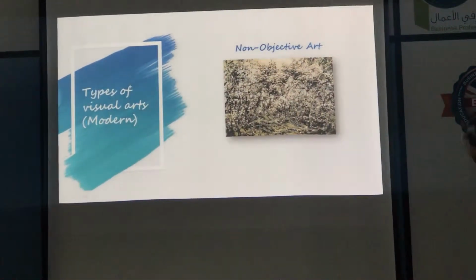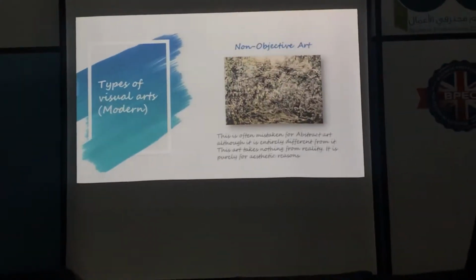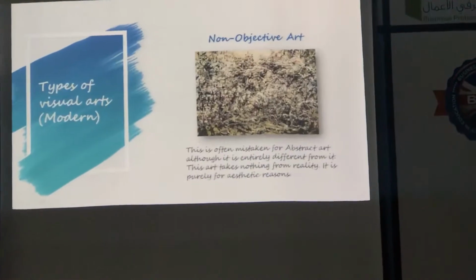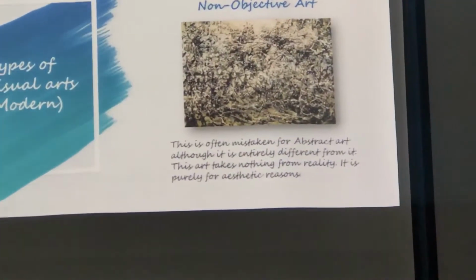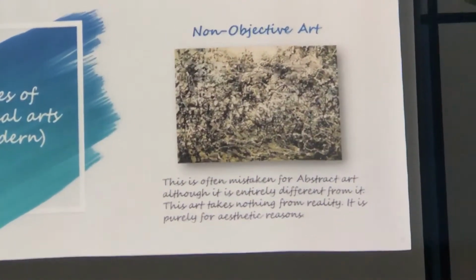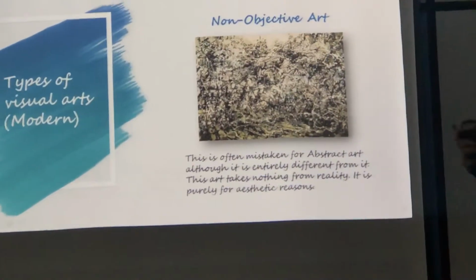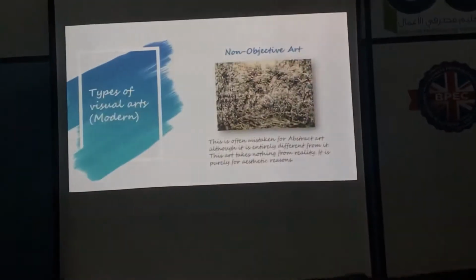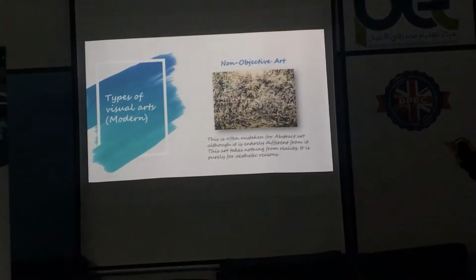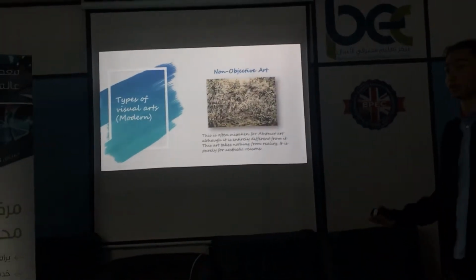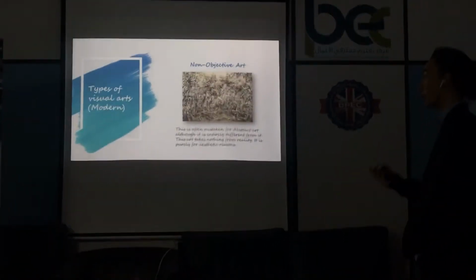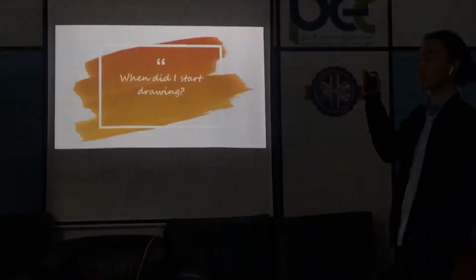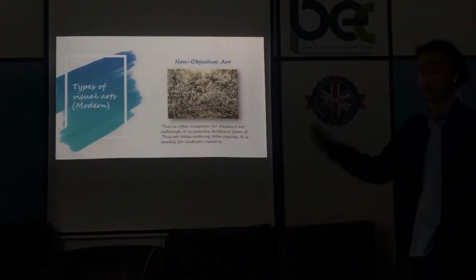Next, last but not least, we have non-objective art. This is often mistaken for abstract art, although it is entirely different from it. This art takes nothing from reality. It is purely for aesthetic reasons. So as you can tell, it's very similar to abstract art, but the only difference is that abstract art has a meaning to it. It's not just art for aesthetics, but it has a meaning, it has a reality to it. This one is basically focused on just aesthetics.